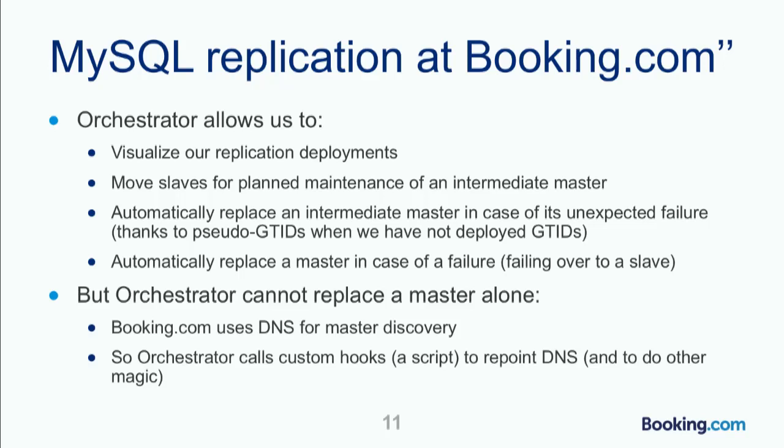We use pseudo GTIDs, and also we have heartbeat mechanisms, so we need to configure those. The master injects some events into the binlog stream, which is basically for us to see if there are replication delays and things like that. And so that adjustment needs to be made when you promote an intermediate master, or a slave, to be a new master. And obviously that's environment dependent.